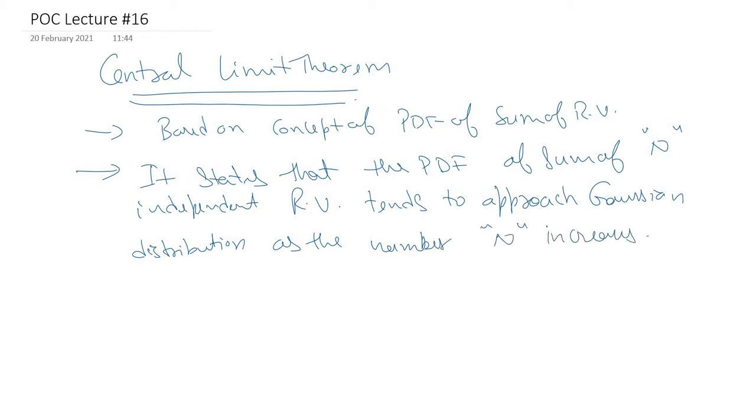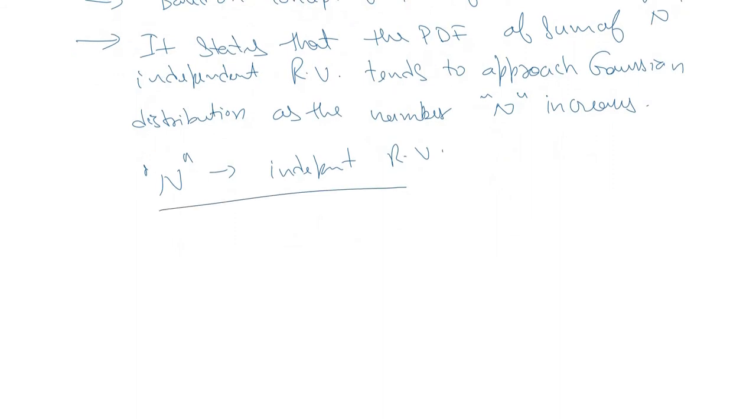increases. That is the concept behind central limit theorem, that let's say we have n number of independent random variables, and if we add these n independent random variables, the PDF of the resultant random variable will always tend towards Gaussian distribution.